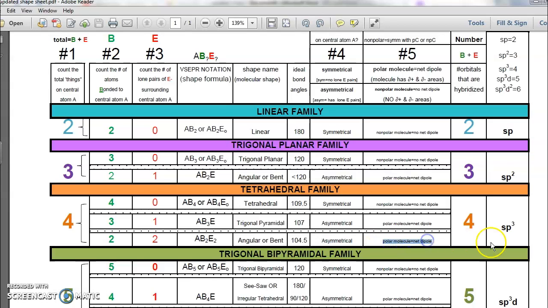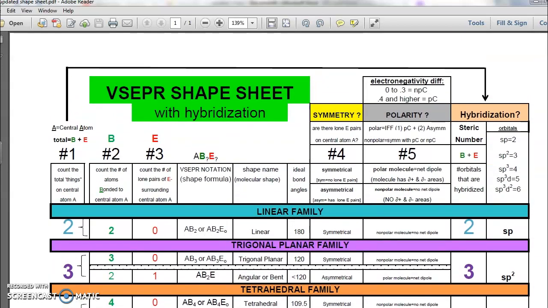How do I know that the water molecule is polar? When we come here, the symmetry we can get very easily. The hydrogens are not evenly distributed, and it's asymmetrical when there are lone pairs present. But how do I get the polarity of the molecule?